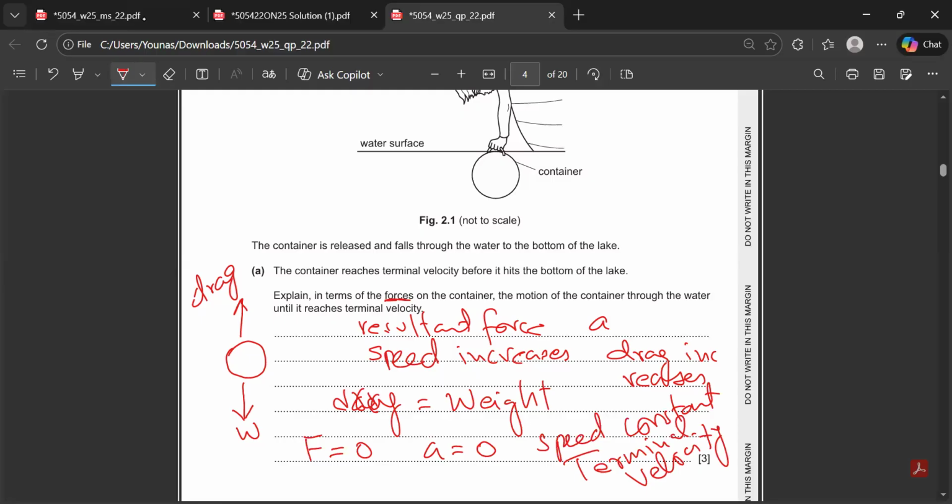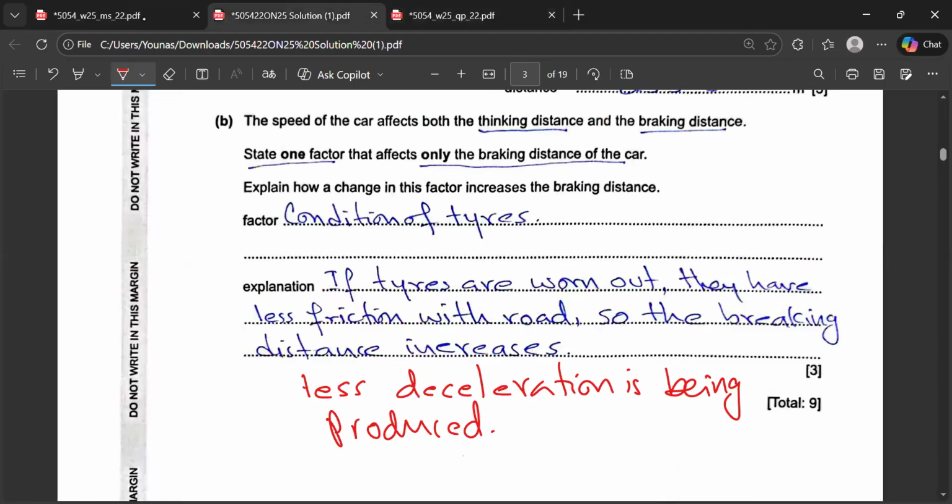Drag and weight are acting in opposite directions. The drag is acting in the upward direction, the weight is acting in the downward direction. When they become equal to each other, the resultant force becomes zero and the acceleration becomes zero, and the body moves with a constant speed. We call that speed terminal velocity. I hope you understand. Let me show you.